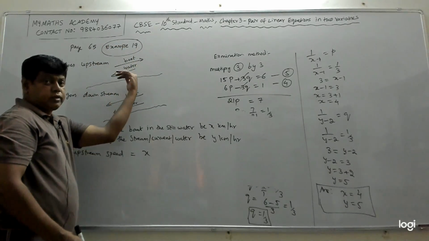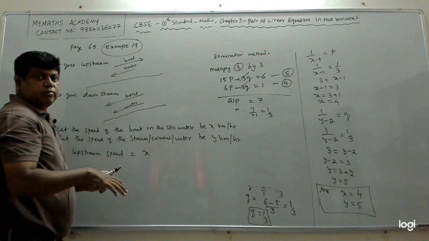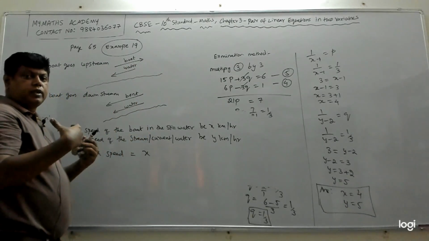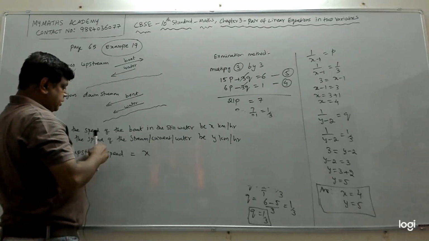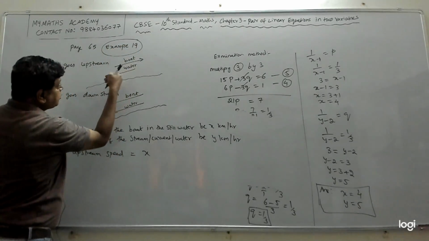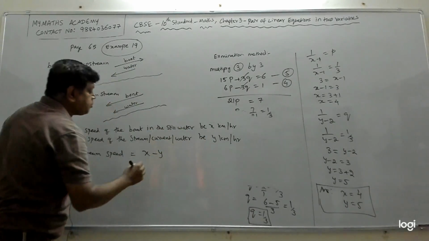The flow of the water is in this way. It is reducing the speed of the boat. You are going this way, but the water is coming in the opposite direction of your boat, so it is opposing the movement of the boat. So how much will it reduce? Your boat is going at x kilometer per hour, and the water is reducing the speed by y kilometer per hour. So the upstream speed will be x minus y.